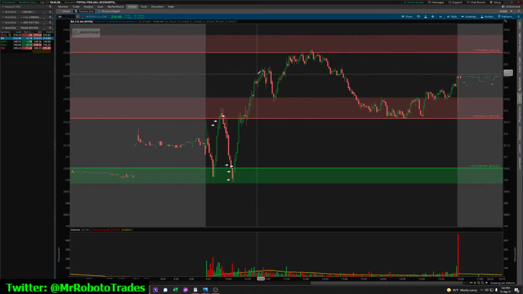So I saw this move right here, and what I didn't like was that it was sort of consolidating at the highs. So this kind of spooked me, and I ended up not taking this trade.